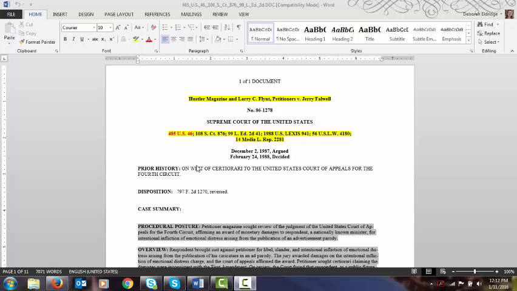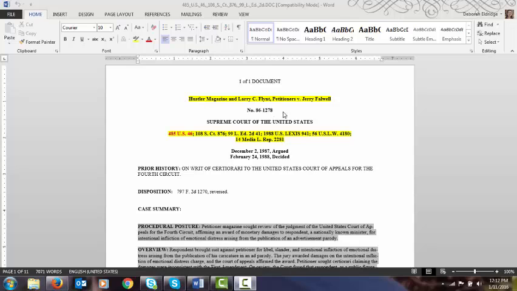Now, we created this tutorial so that students can understand how you go about reading a legal case and the key information to look for and pull from the case. So with that said, I'm going to start with the case name, which is Hustler Magazine and Larry C. Flynt, Petitioners, versus Jerry Falwell.